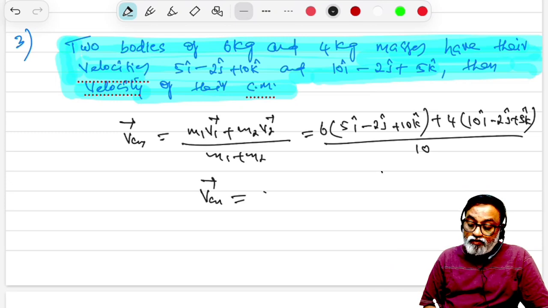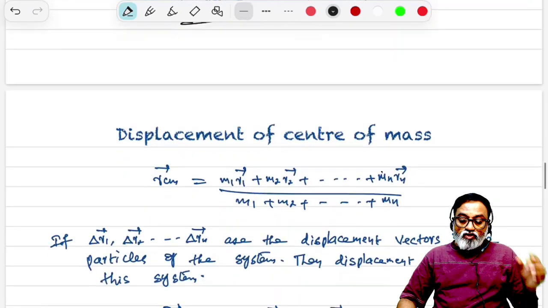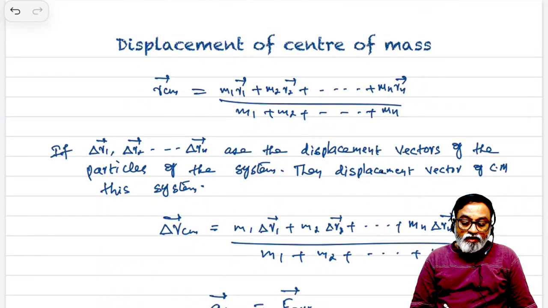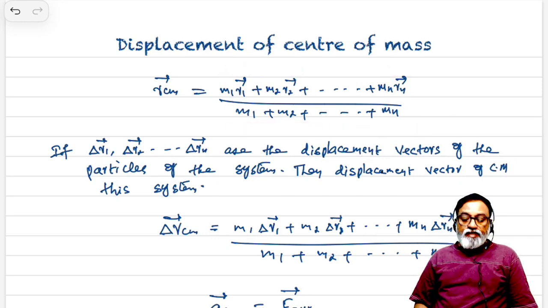VCM bar is equal to 7 i cap minus 2 j cap plus 8 k cap. Next, see here another concept, displacement of center of mass. This is the position vector of center of mass: M1 R1 bar, M2 R2 bar and so on, Mn Rn bar, by M1 plus M2 and so on Mn.